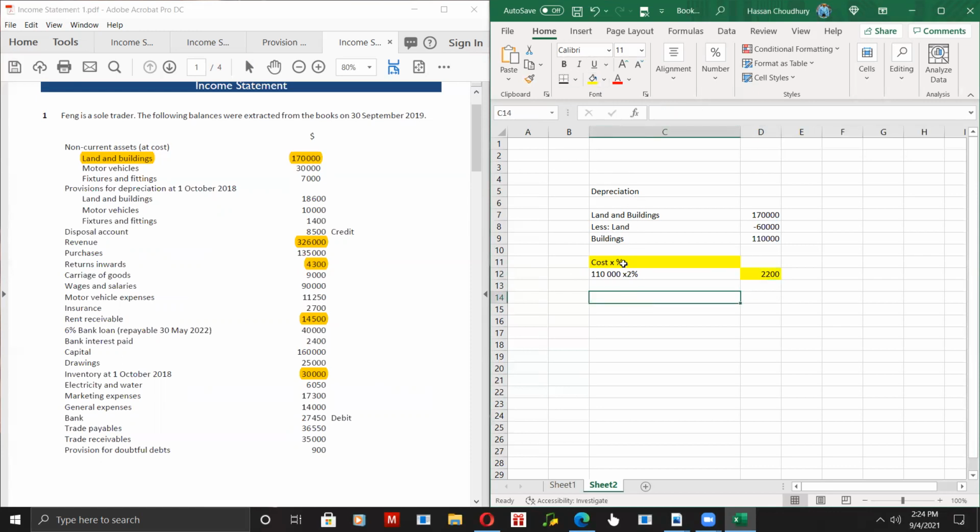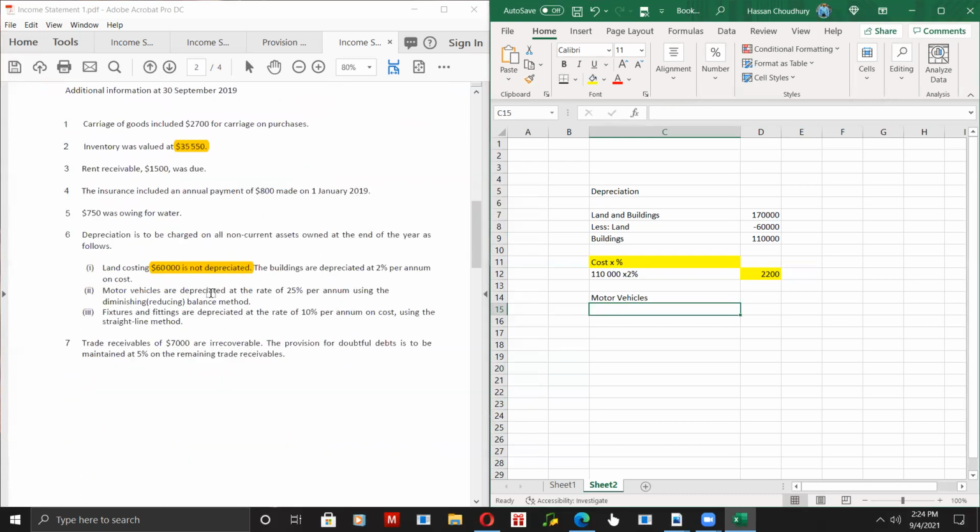Second thing you've got is motor vehicles. So motor vehicles, let's look at what they mentioned. Motor vehicles are depreciated using the reducing balance method. So make sure you write the formula down. So write cost, okay? So cost minus total depreciation into percentage policy.